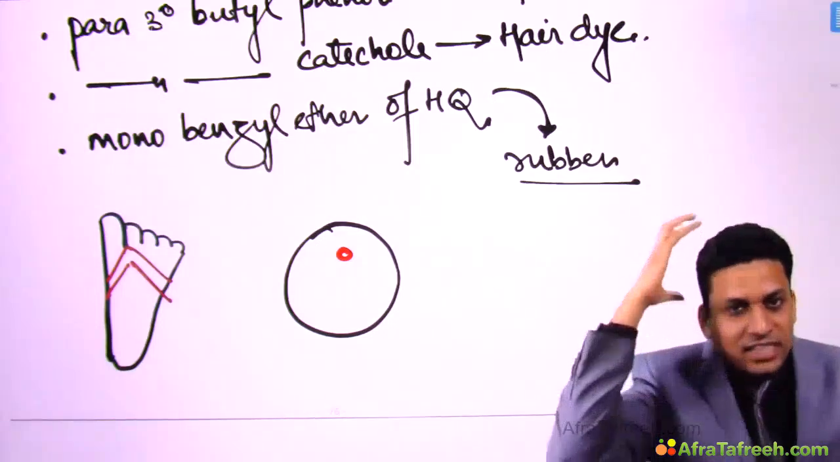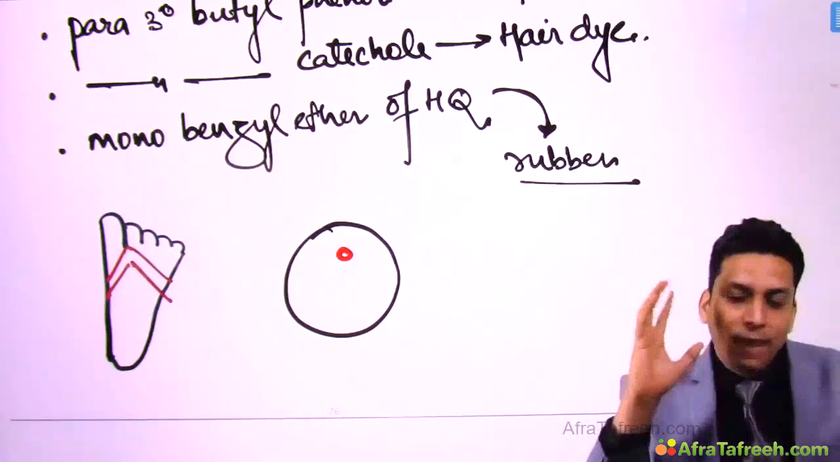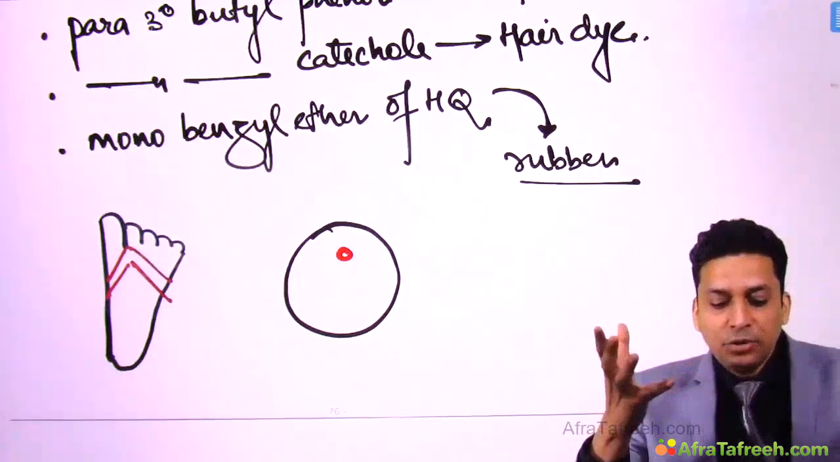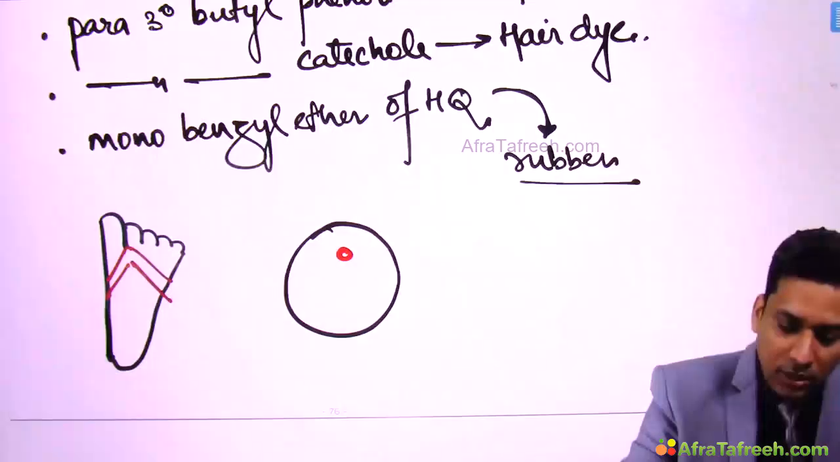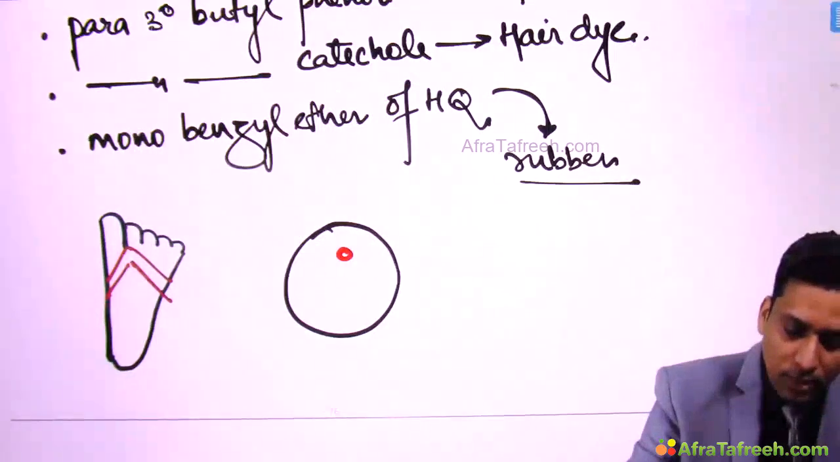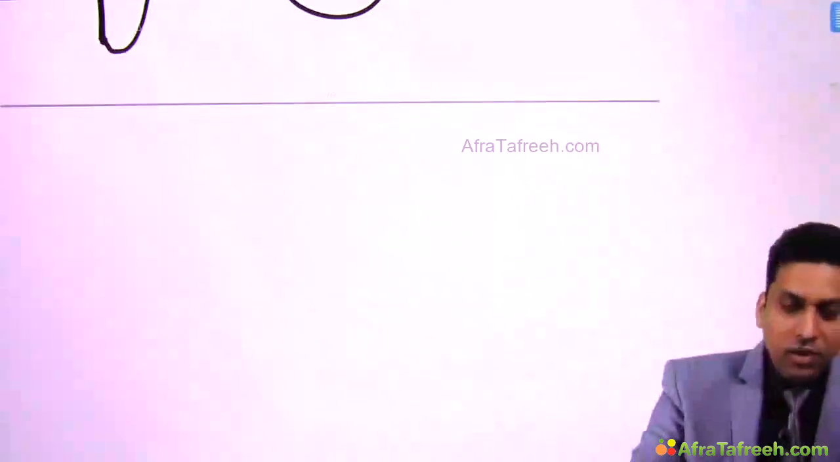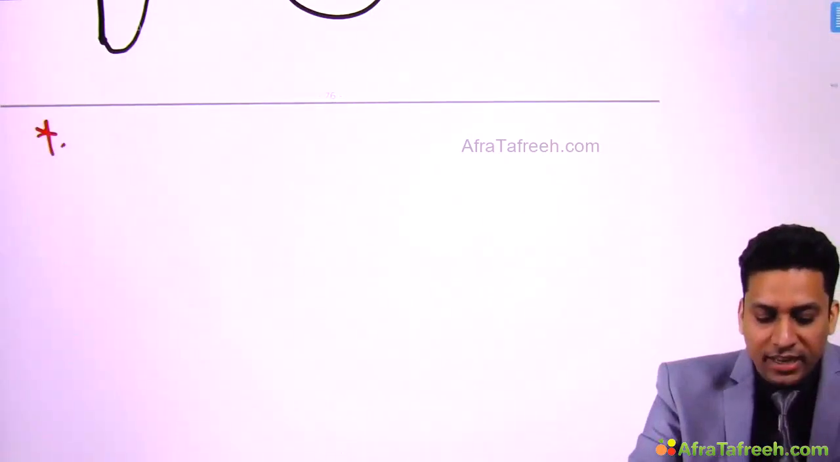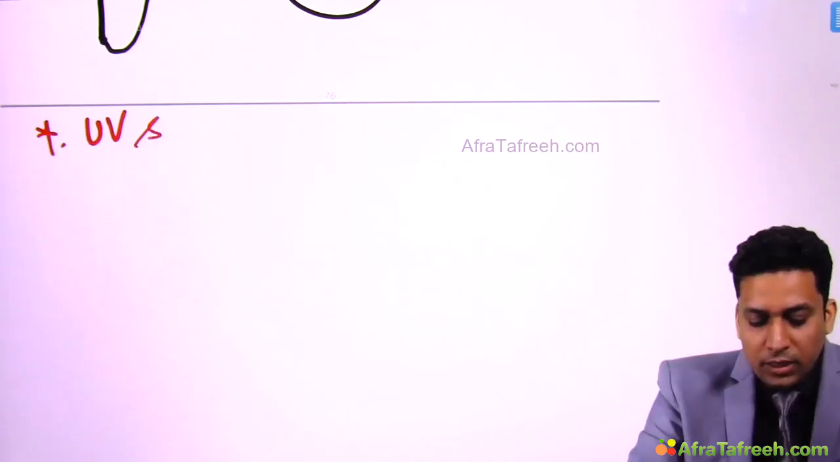Similarly, if the patient applies hair dye and over this area, that is the scalp area, white lesions are present, then it might be due to catechol. So remember this. These are examples of contact leukoderma. We are writing important facts. In important facts, next one is UV spectrum.